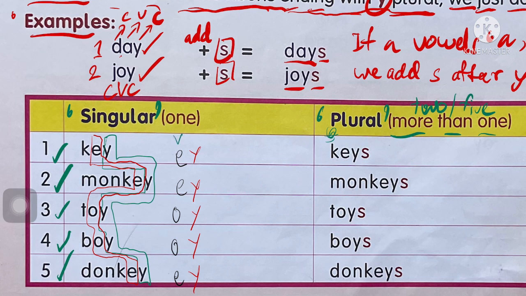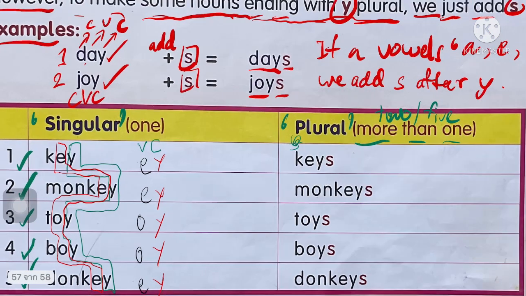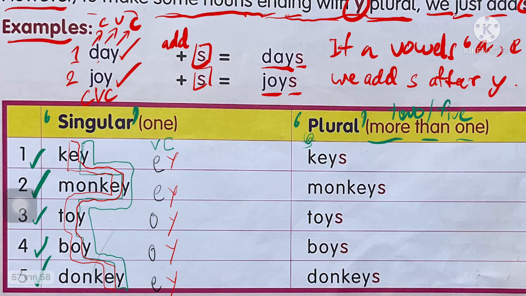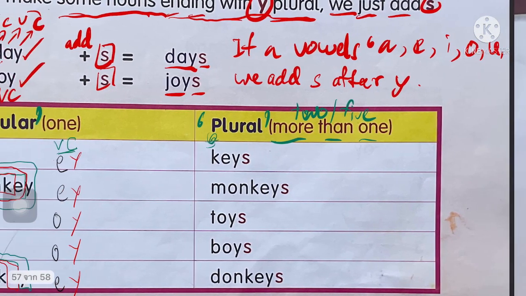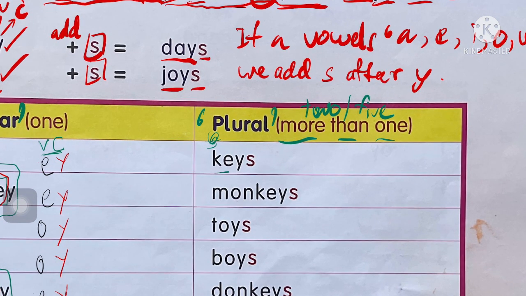Here is we, here is C. It means key. If there are many keys, we call it plural, so we add S: keys. Key, here is C, a consonant, and then we look at the vowel sound. That's why we plus S.